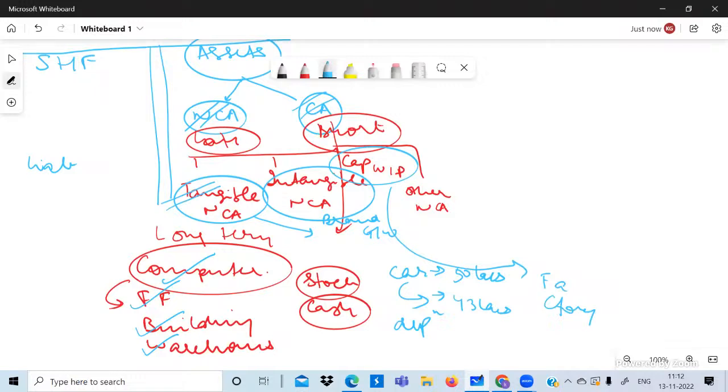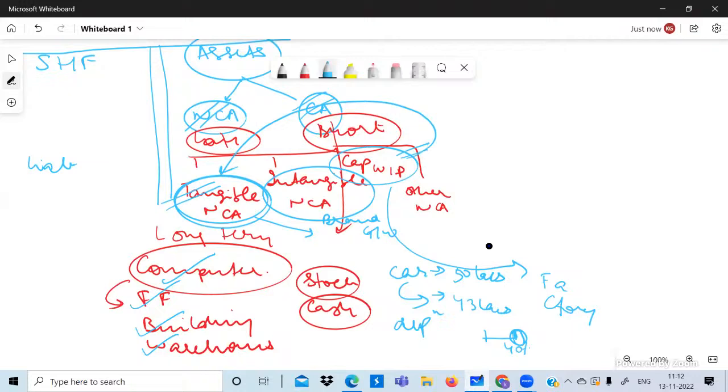The factory will take 3 years to complete. So at the end of the first year, I've just completed, let's say, 40% of the work. So as of today, I will not show the factory as a part of a tangible non-current asset. I will show it as a part of capital work in progress. But at the end of the third year, when the factory is ready, I'll transfer it from capital work in progress to a tangible non-current asset.